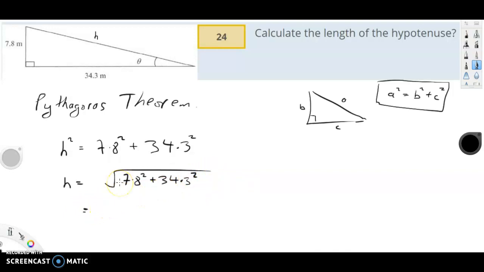And the calculator, a nice modern calculator, will take all that: square root key, 7.8 squared underneath the root plus 34.3 squared, also making sure that's underneath the root, press equals, and I get, remember it'll be the longest side, so it has to be longer than 34.3, and I got 35.17, etc. So to two decimal places, that will be 35.18, and it's a length, and it's meters.